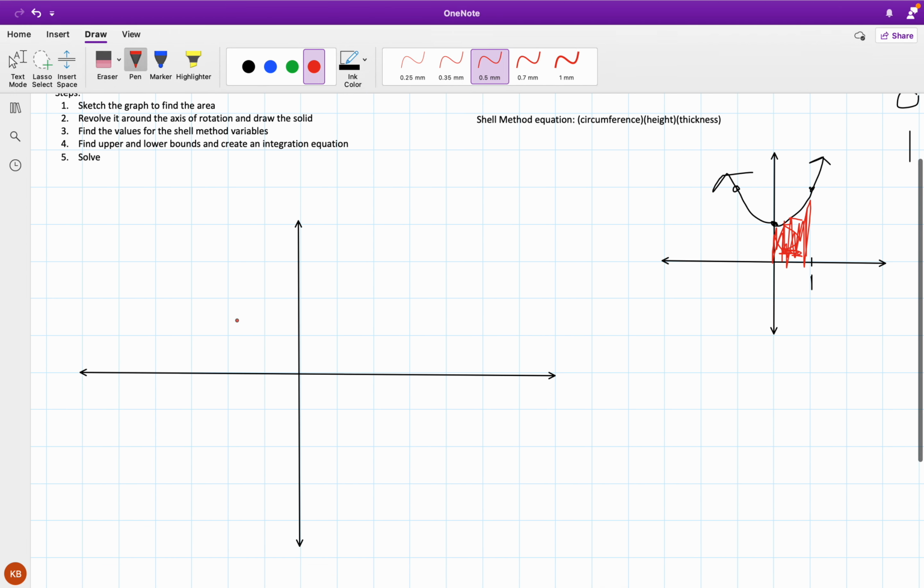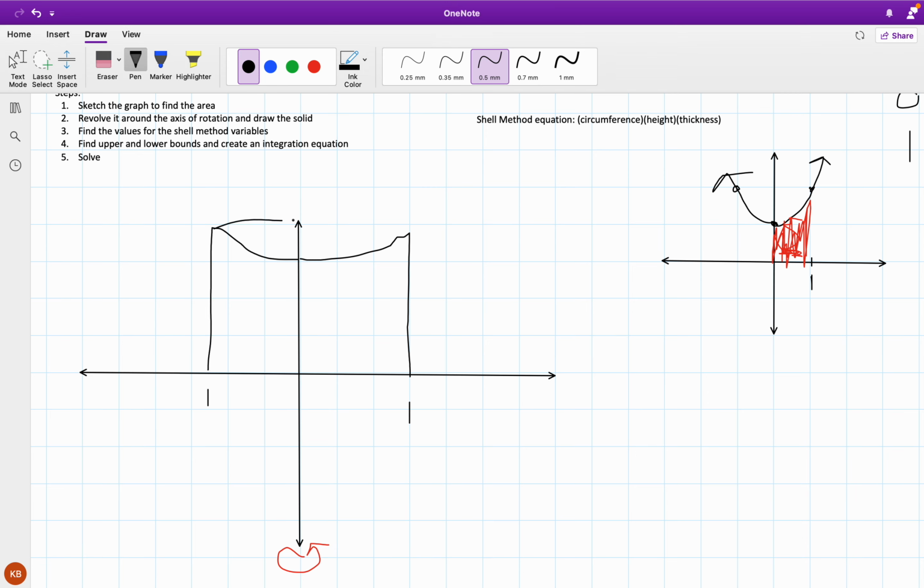So we're going to go here, and when it revolves around the y-axis, it is going to reflect around the y-axis. It doesn't have to be to scale. So this is going to be 1. We're going to reflect that. And this is going to be our figure.